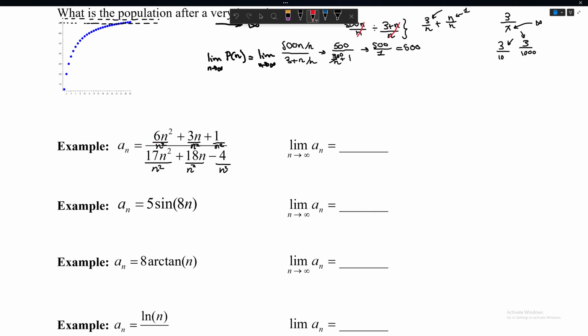And so what you'll get is this will cancel out, right? This will cancel out, leaving you 6 and 17. This will stay, this will stay. This one will cancel out, this one will cancel out. And so if I were to rewrite this, what I'll get is 6 plus 3 over n plus 1 over n squared all over 17 plus 18 over n minus 4 over n squared.